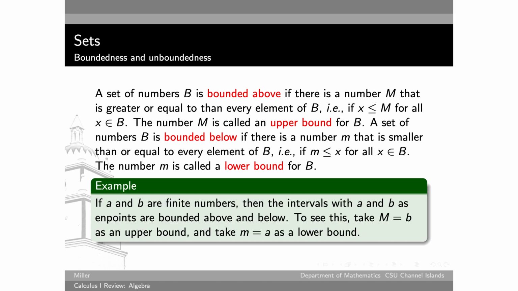If a and b are finite numbers, then the intervals with a and b as endpoints are bounded above and below. To see this, take capital M equal to b as an upper bound, and take little m equals a as a lower bound.